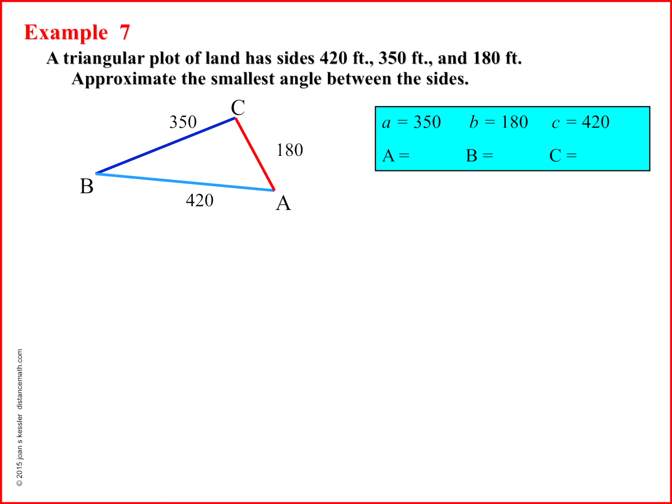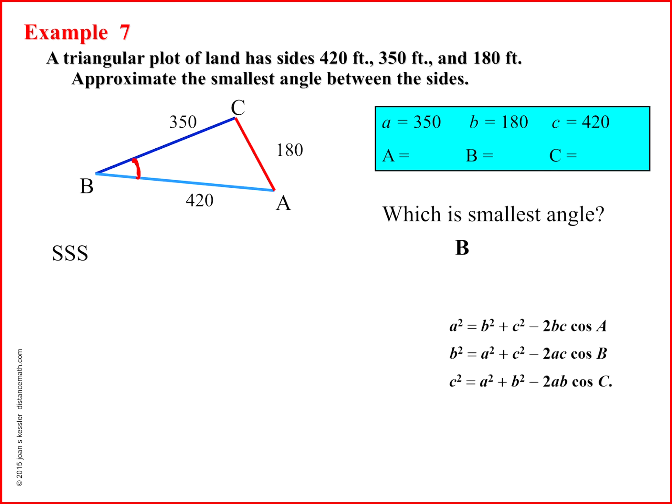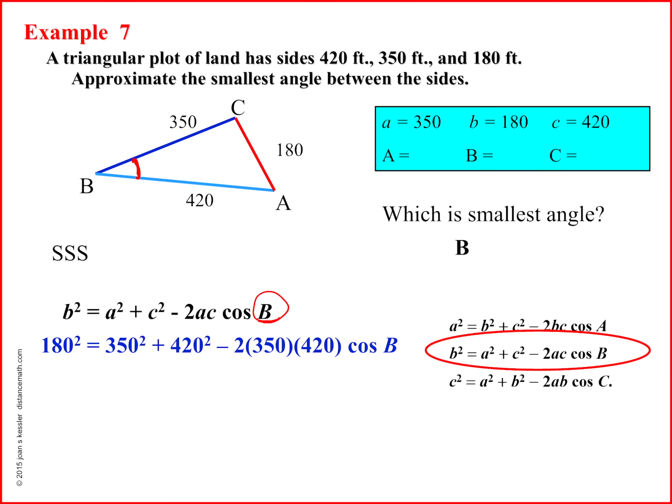Okay, so now when I look through this, what do we want to find? A triangle plot. We want to find the smallest angle between the sides. Well, which one is going to be the smallest angle? It's going to be the angle with the smallest side. So the smallest angle is going to be B right here. So that means I need my B squared. Pick the right one. We know A, we know C, and we know little b. This big B would be our unknown.